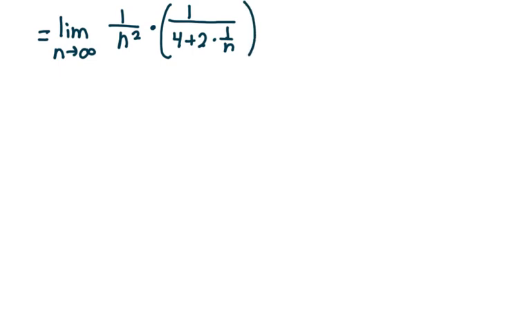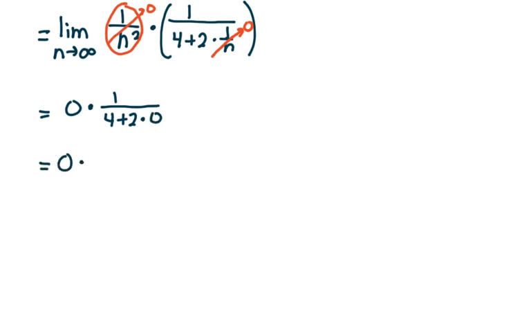But as n gets large, 1 over n goes to 0, and 1 over n squared is also going to 0. And so what we have left is 0 times 1 over 4 plus 2 times 0. But this is 0 times 1/4, which is equal to 0.